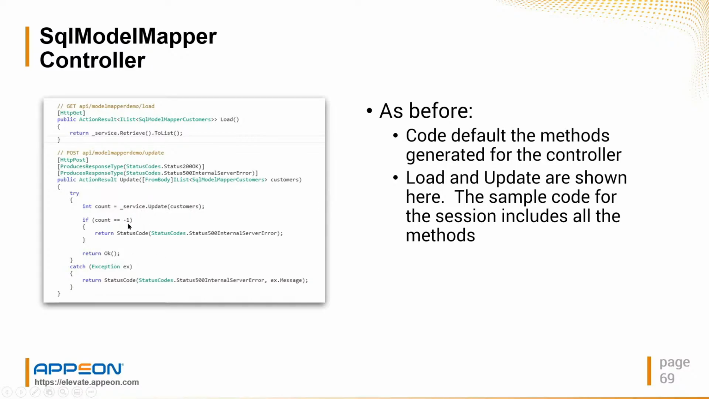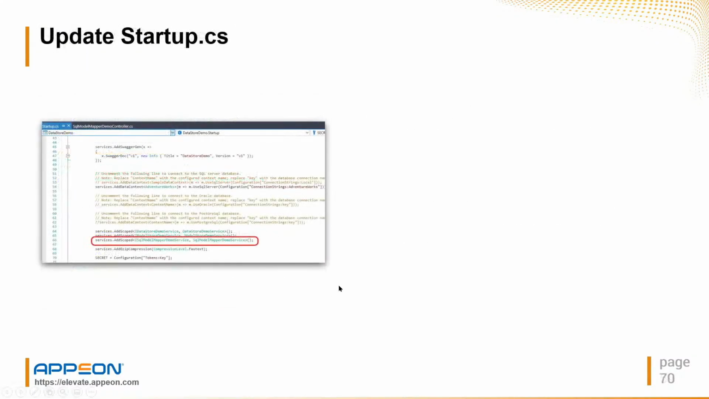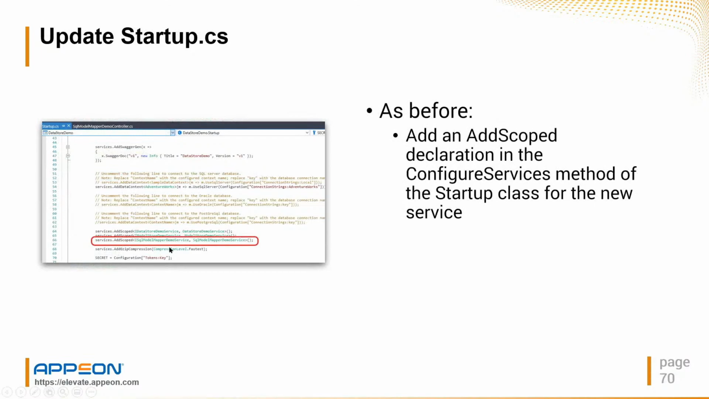Here, this really didn't change much at all. I'm just doing an update, calling the service method, checking the result, throwing an error, and catching any exceptions and throwing an error. So that really didn't change too much from the one that was the data store, other than the data types passed into the methods. And once again, the sample code has all the methods, I just showed those two. Once again, this doesn't change. We still have to register the service in the Startup.cs file.